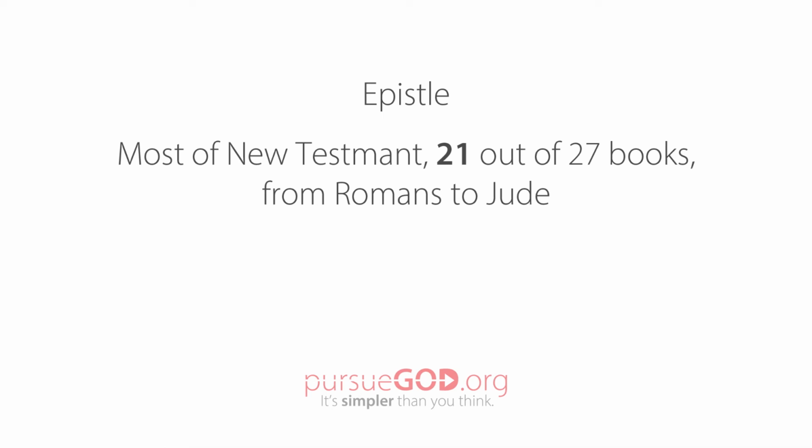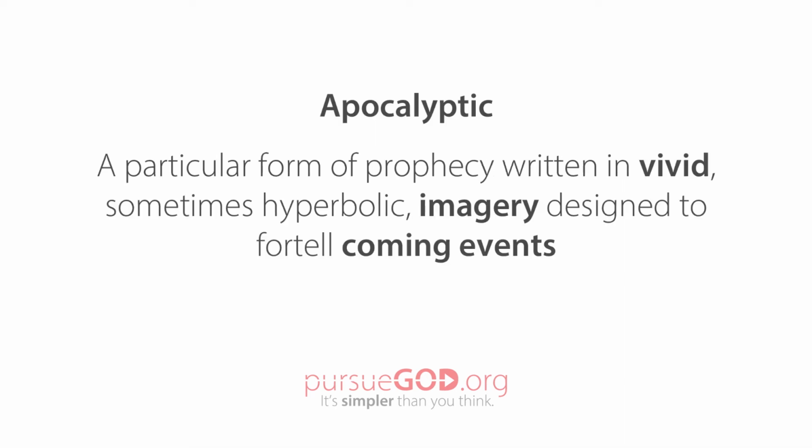And so as you read each of these epistles, they read just like a letter written from someone to an individual or a group of people. And this last genre we're going to look at is called apocalyptic. And this is actually sort of a subset of prophecy, but it's a more particular or specific form of prophecy where it's written in very vivid and sometimes hyperbolic imagery designed to foretell coming events in the future.